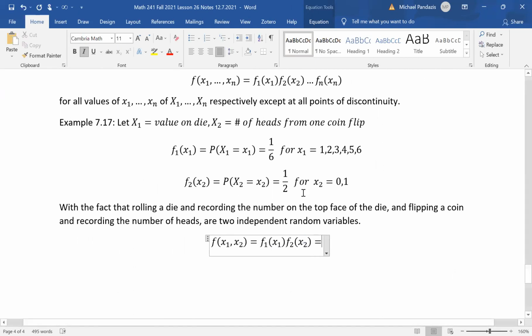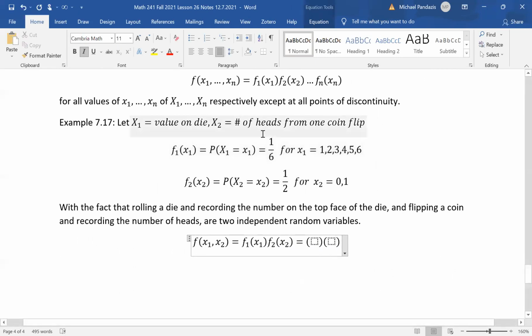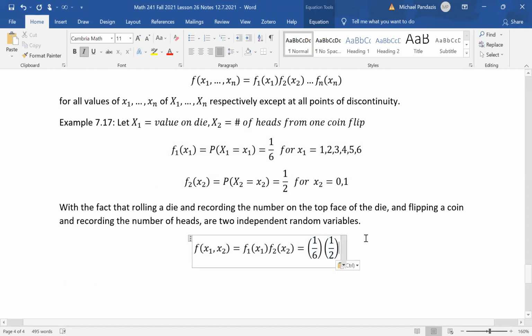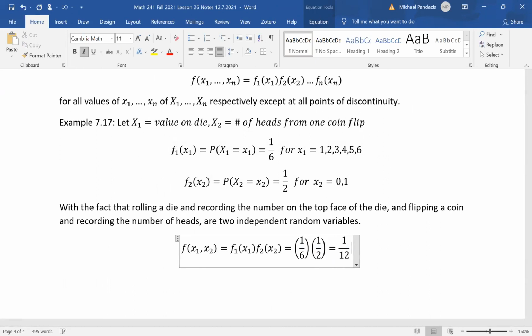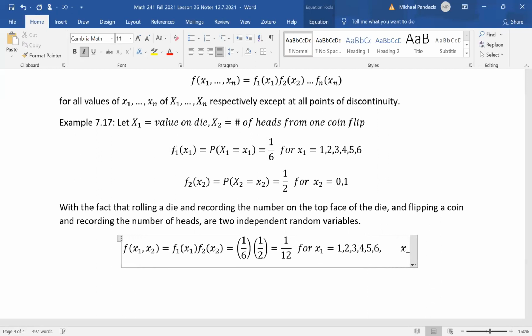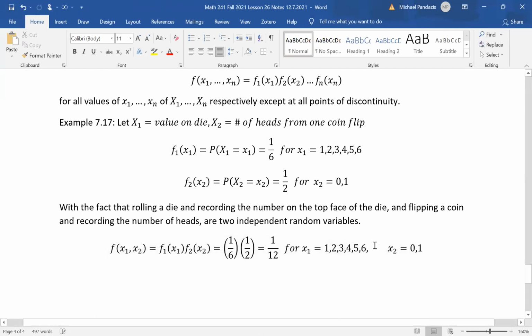And so this is equal to now 1/6 times 1/2, right? This is 1/6 for that one and 1/2 for the next one. So that product is equal to 1/12. And this is for all values of x1, x2. So this is for x1 equal to 1, 2, 3, 4, 5, and 6, and x2 equal to 0, 1. Okay, so all possible values of x1 and x2.